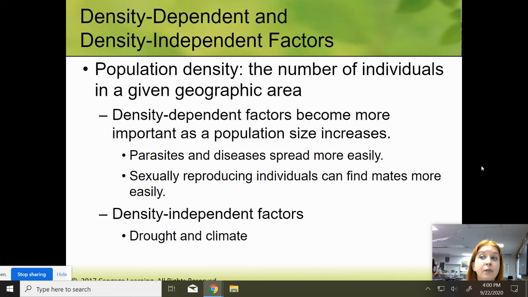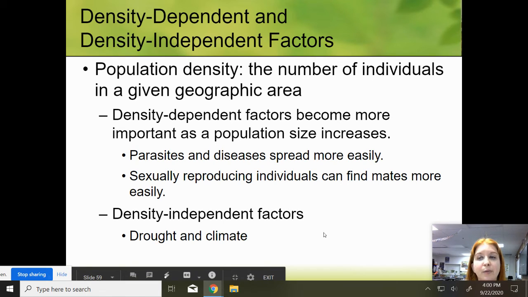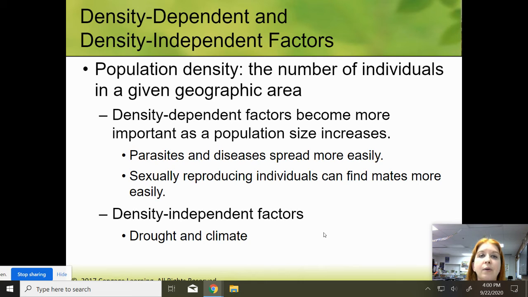Sexually reproducing individuals can find mates much more easily. Think, once again, big city versus a small town. But this works for all critters as well. And then you have your density-independent factors. These are things like drought and climate, different weather-related events.